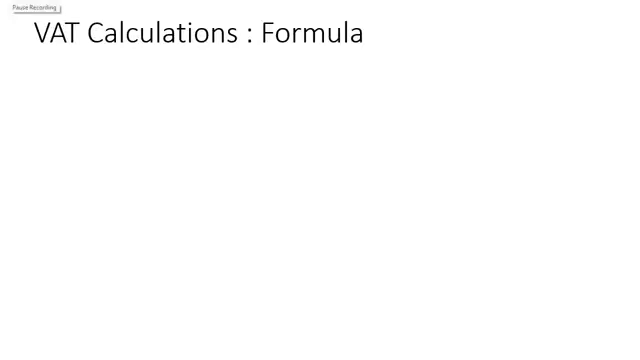So the formula that you're going to use is really basic. You're just going to take the price without VAT, multiply by 1.15, and the 1.15 is the 15%.